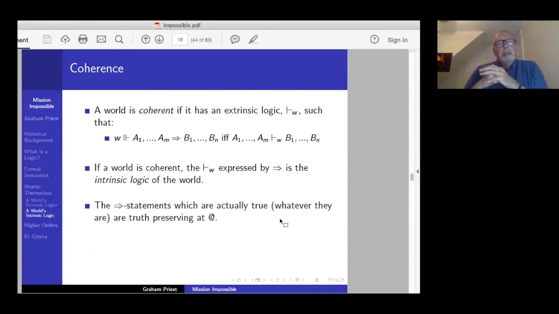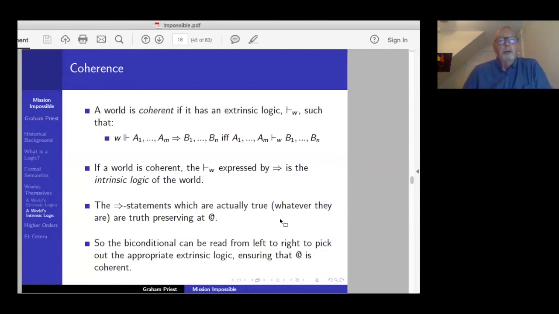Okay. Now, the double arrow statements which are actually true, and I'll take no line at all on what those are, those statements are truth preserving at the actual world. I take it that any true logic, any true consequence expression, has to be truth preserving at the actual world, or what the hell is it doing, okay? So the true double arrow statements, the ones which are actually true, have got to be truth preserving at the actual world. So you can read the biconditional from left to right to pick out the appropriate extrinsic logic, ensuring that the actual world is indeed coherent.